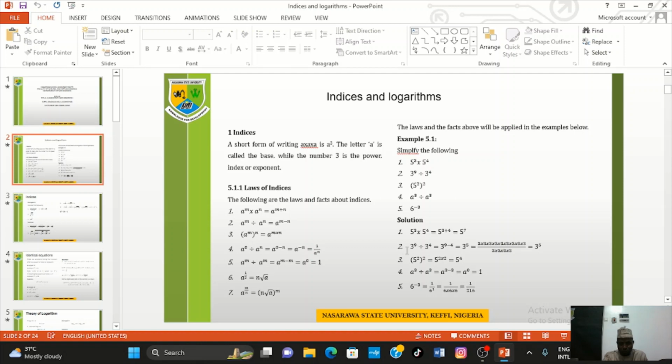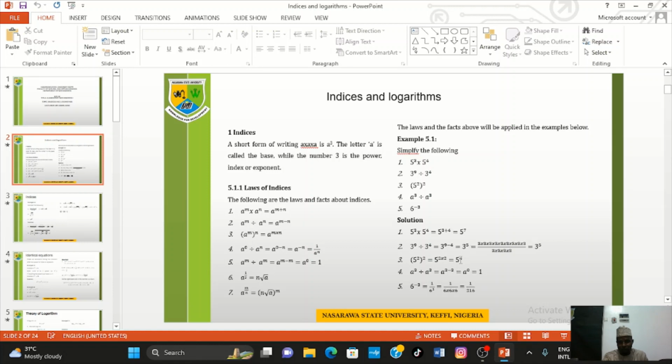Now number 2, 3 raised to the power of 9 divided by 3 raised to the power of 4. As you are dividing, having the same base, you minus the power. So we now have 3 raised to the power of 9 minus 4. And that gives us 3 raised to the power of 5.